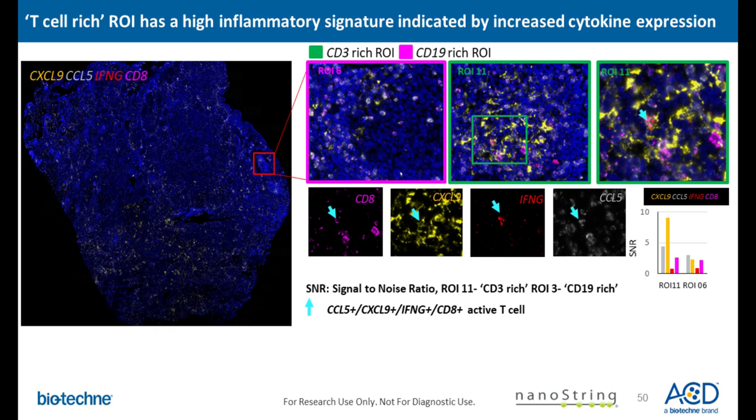With RNAscope, as I mentioned earlier, you can get that single molecule and single cell resolution. So after having identified your key targets from your DSP data, you can come back and visualize your key target expression with morphological and tissue context.